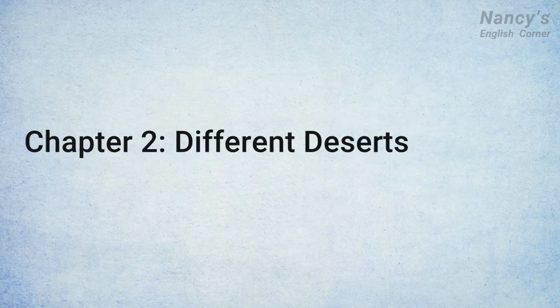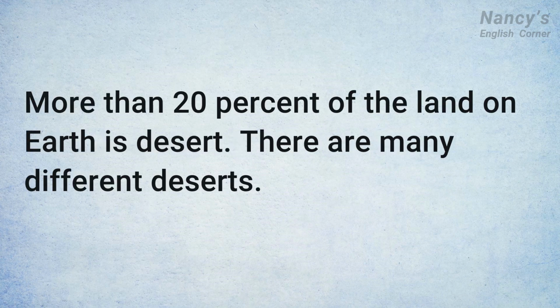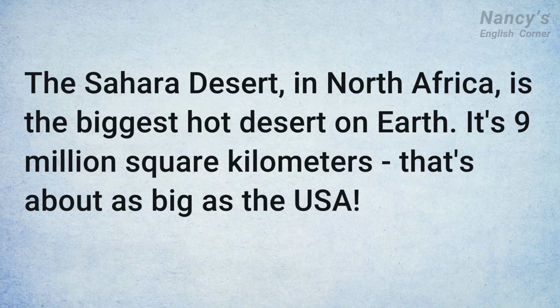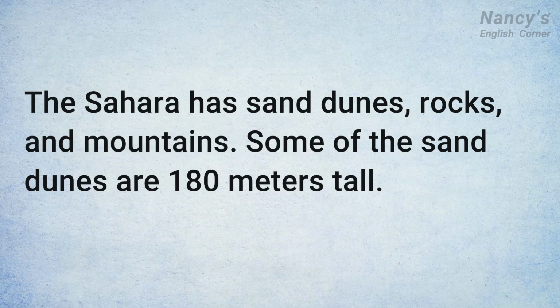Chapter 2. Different deserts. More than 20% of the land on Earth is desert. There are many different deserts. The Sahara Desert in North Africa is the biggest hot desert on Earth. It's 9 million square kilometers. That's about as big as the USA. The Sahara has sand dunes, rocks, and mountains. Some of the sand dunes are 180 meters tall.